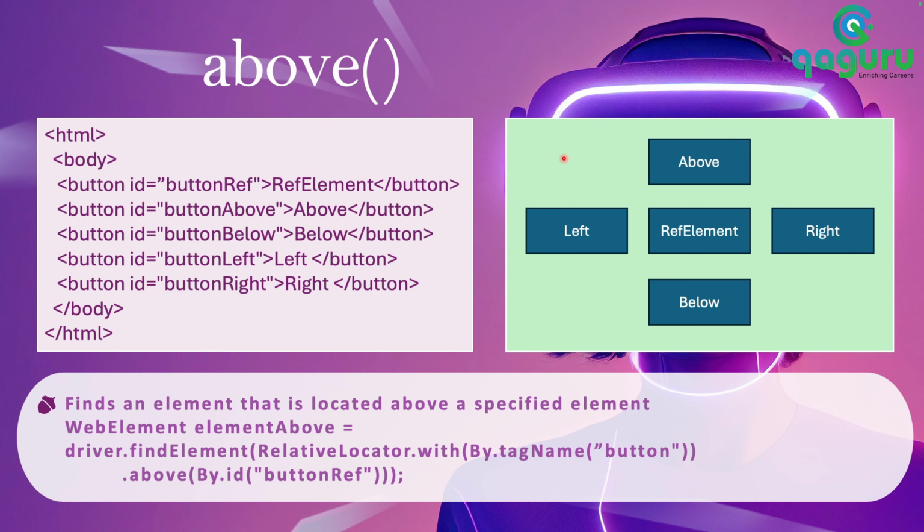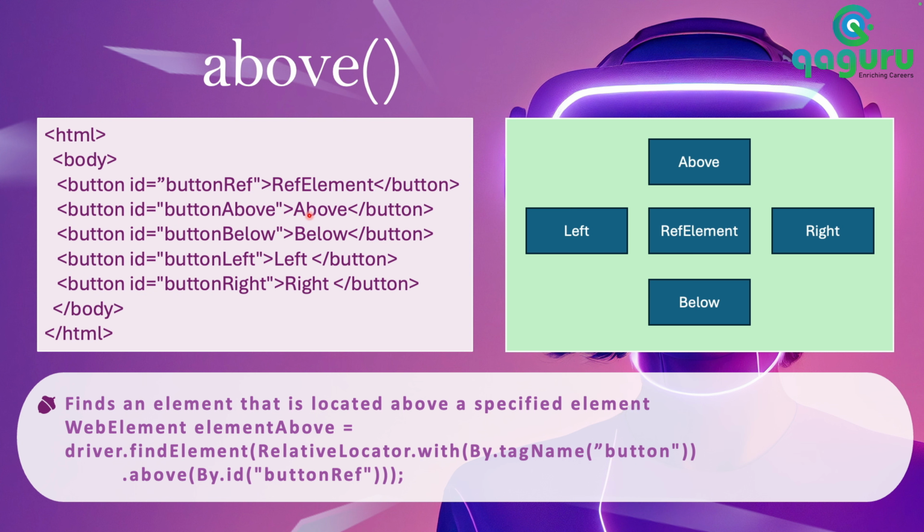Suppose there is a web page with 5 buttons. There is a button with caption rough element in the middle, and there is another button with caption above, which is above this rough element, and another button below is below that. And on the left and right there are buttons like left and right. Okay, and now take a look at the HTML code. Okay, for all these buttons there are IDs present, and there are captions as well here.